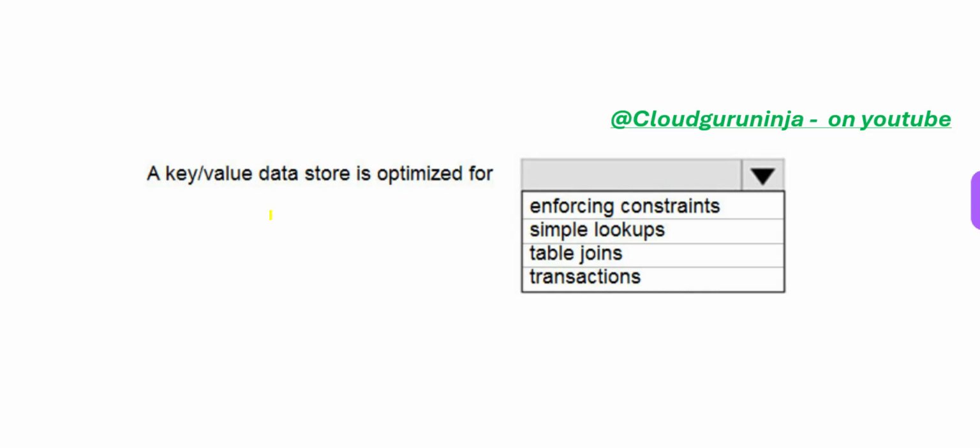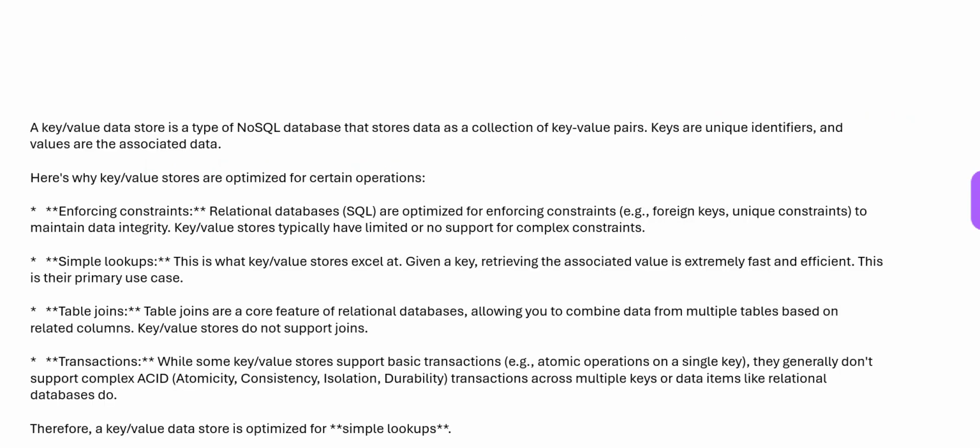Let us look at this question. A key value data store is optimized for what? First, try to understand what a key value data store is. If you are not from a NoSQL background, then you may not know this. Normally, people only know SQL. The key value data store is a type of NoSQL database that stores data as a collection. It can be something like MongoDB, Cassandra.